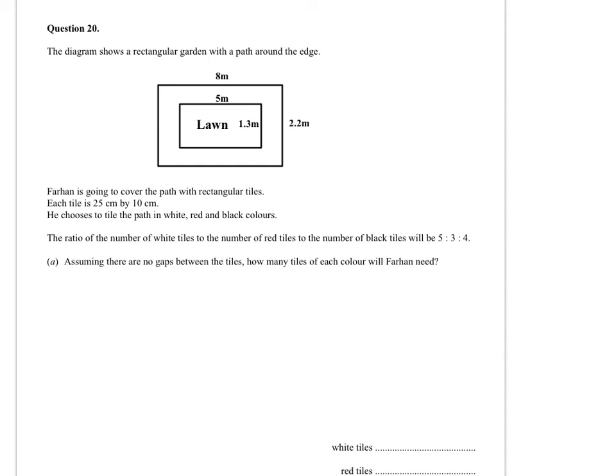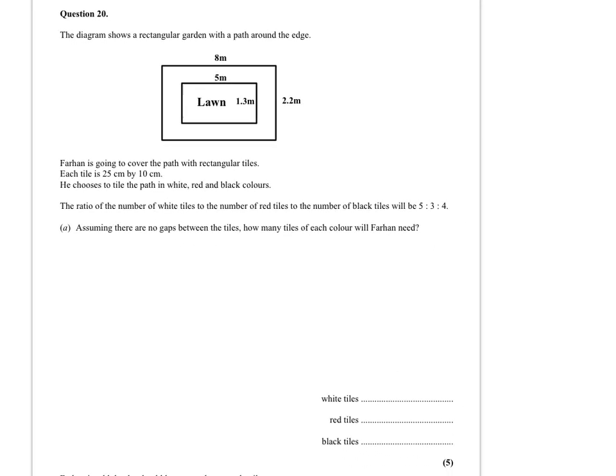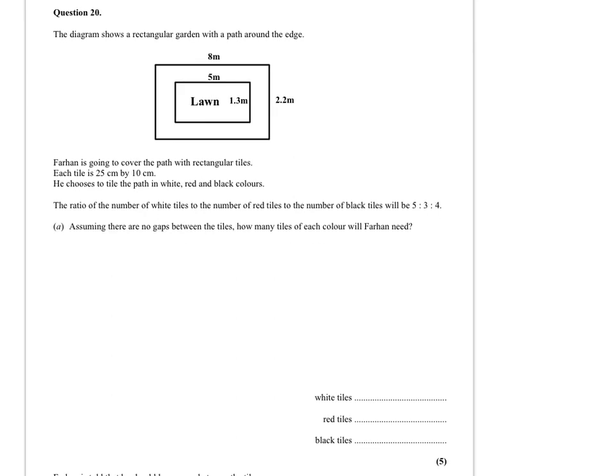Okay, so firstly, before we think about the ratio, we need to work out how many tiles Farhan is going to need in total, and then we can think about the different colours. So first, we need to work out the area of the tiled part of the garden. So that's this bit. That's that bit all the way around the outside of the lawn.